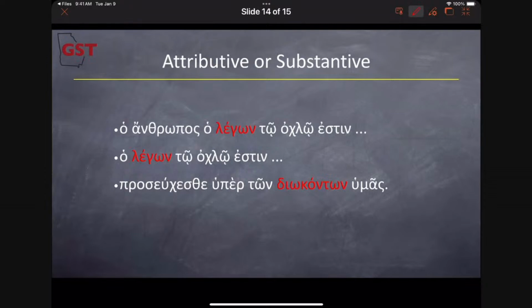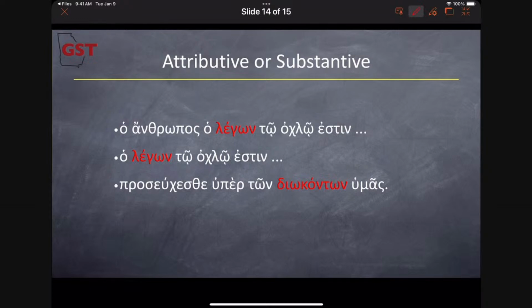All right. What about the next? So here you have your second attributive position. Here you have an adjectival where ha lagon is describing the man. The one saying, the man saying to the crowd. So it's giving a description of who the man is. It's the one speaking. I haven't got to the second line yet.